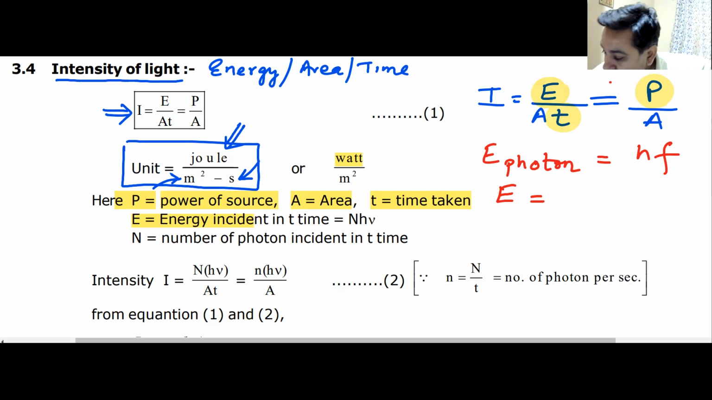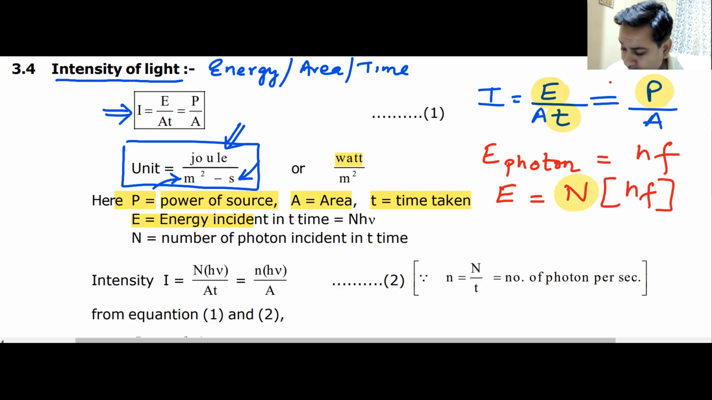E is capital N multiplied by HF. What does capital N stand for here? It is the number of photons which are falling in time t. Are we getting a sense of what we are talking about here? Energy is falling in terms of photons. I multiply the energy of one photon by the number of photons and I'll get the total energy falling. Yes or no?